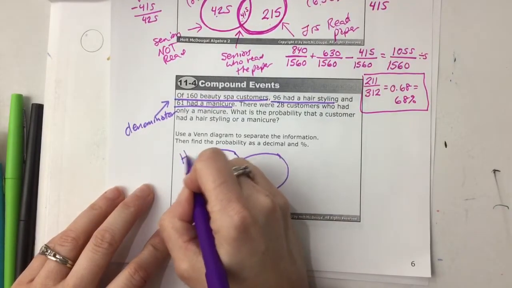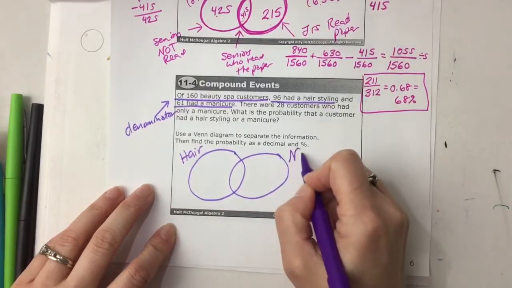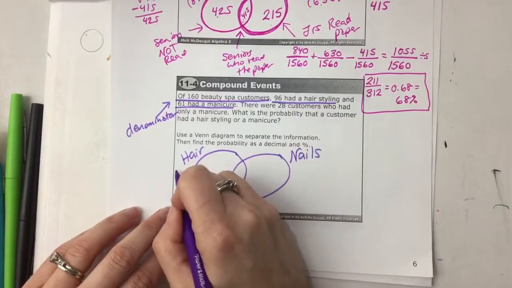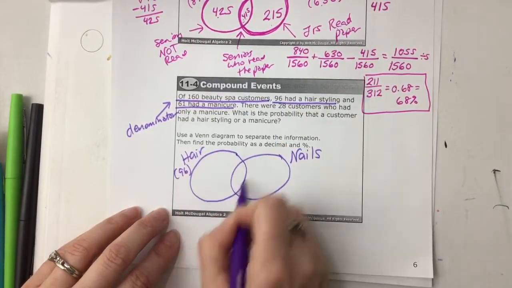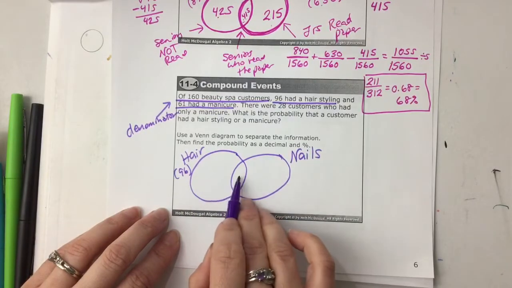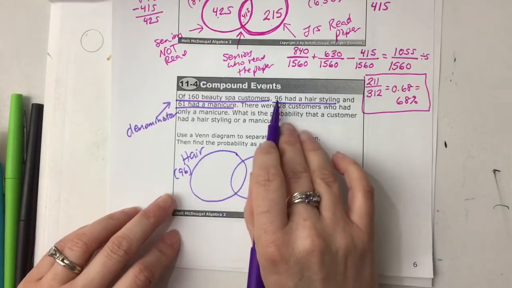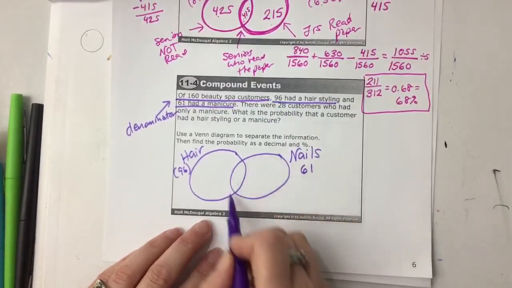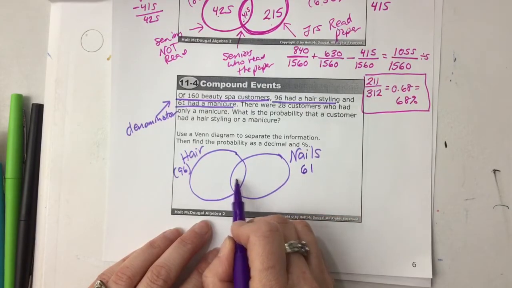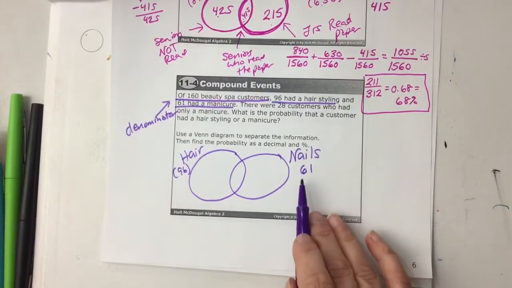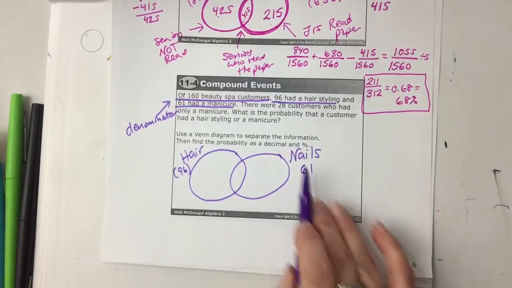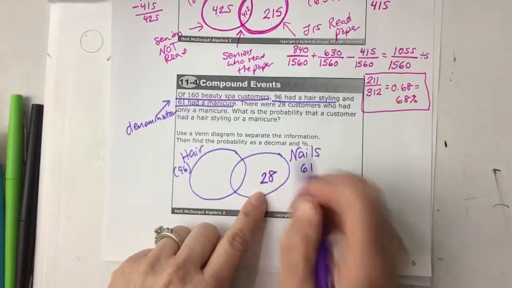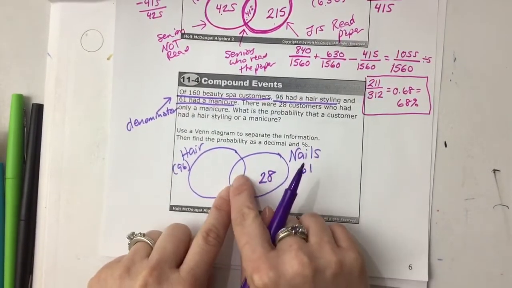We are looking at people who had a hairstyling and a manicure, people who got their nails done. How many people had a hairstyling? This circle needs to add up to 96, because this circle represents hair and it tells us 96 had a hairstyling. Nails, 61. So this circle needs to add up to 61 when you do the overlap and the not overlap region because we have to make sure that we have 61 people who had a manicure. There were 28 customers who had only a manicure. So 28 only had their nails done. They did not overlap and get their hair done as well.